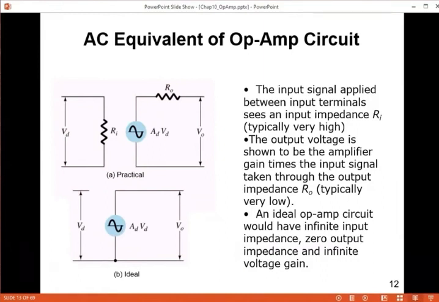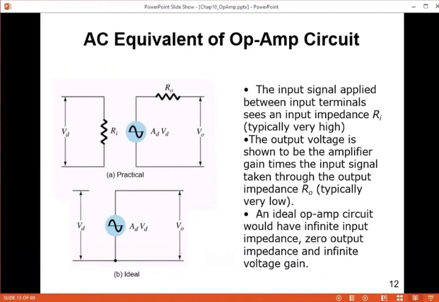Okay, so the input signal applied between the input terminals sees the impedance Ri, typically very large, an infinite value, and the output voltage is the amplifier gain times the input signal taken through the output impedance RO, typically very low, or we can assume it is 0. The ideal op-amp circuit would have infinite input impedance, 0 output impedance, and infinite voltage gain, a very large gain.